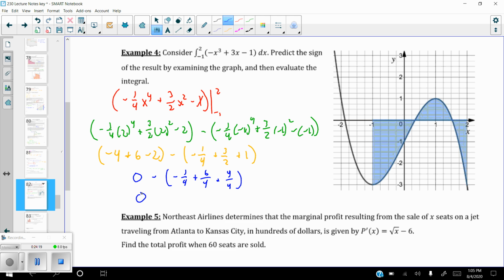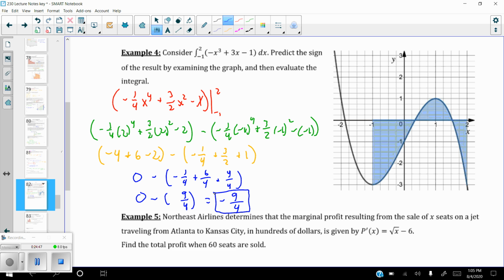So inside that parentheses, we get -1/4. So -1 plus 6 is 5, plus 4 more is 9. So we get 9/4. And 0 minus 9/4 is -9/4. So our original thought was that the area would give us a negative area, and it does. It gives us -9/4.